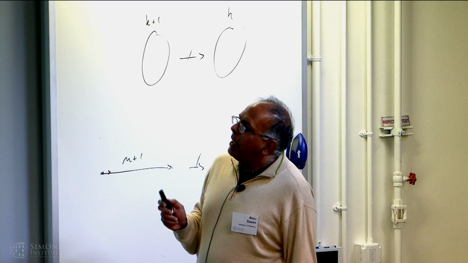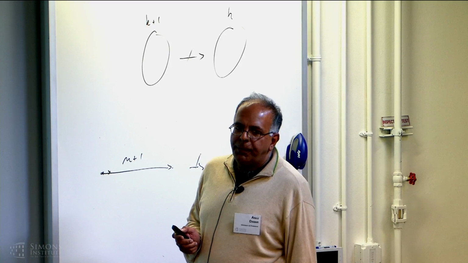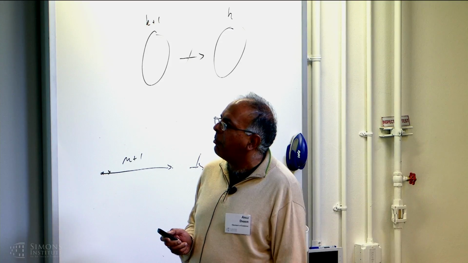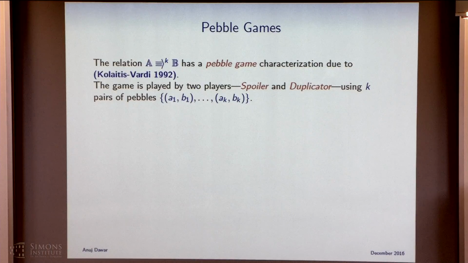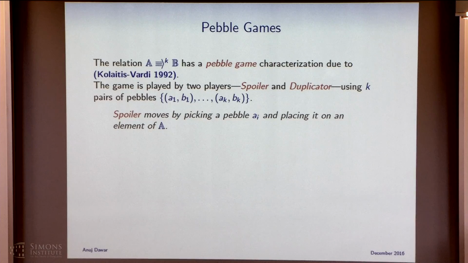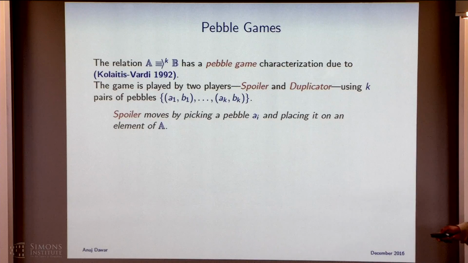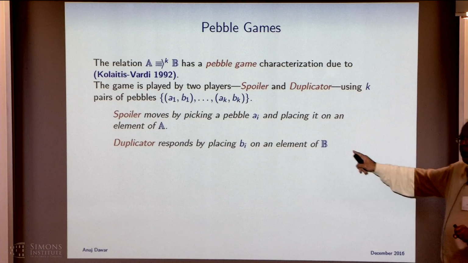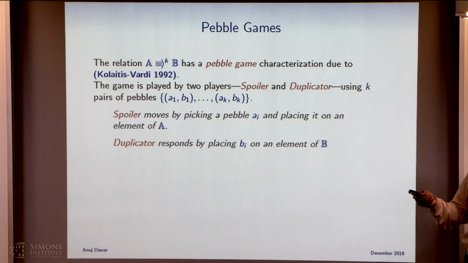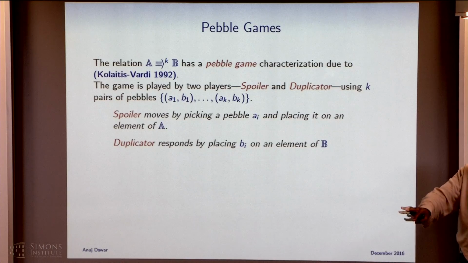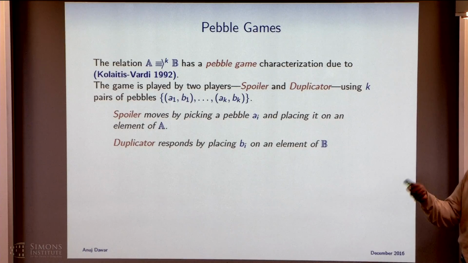Okay. There's a nice characterization in terms of Pebble Games. So we have a pair of structures A and B, and we have two players called spoiler and duplicator. And we have k pairs of pebbles, which I'll call A1, B1 up to AK, BK. And in this version of the game, spoiler always chooses one of these A's, A1 to AK, and puts it on an element of the structure A. Duplicator has to respond by putting the matching pebble on an element of B. Okay? And this game can continue for more than k moves, so the pebbles move. Once they're k on, the spoiler has to pick one up and move it somewhere else, etc.